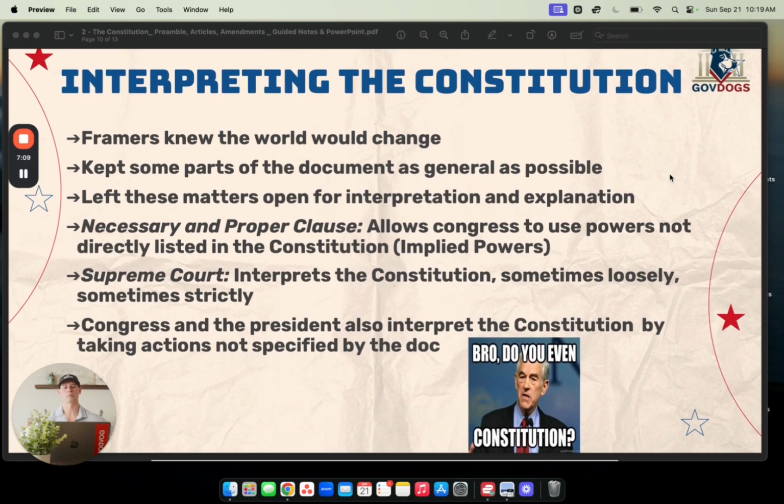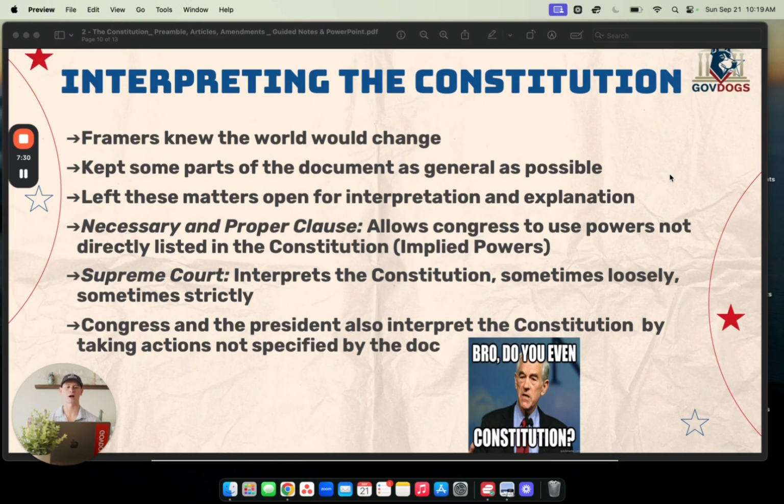So the framers knew the world would change. They kept some parts of the document as general as possible. These left matters open for interpretation and explanation. The Constitution is specifically vague, okay? Now, when you hear vague and specific in the same sentence, sometimes it's counterintuitive, but they purposely made it vague. They purposely made it so that the document could be interpreted, all right?